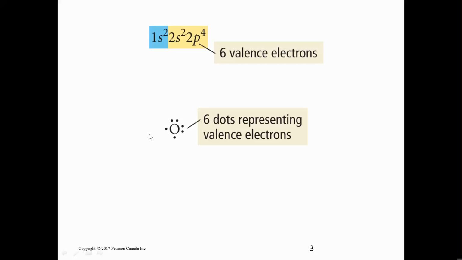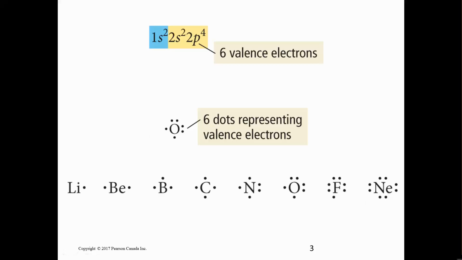The Lewis structure for the period 2 elements can be drawn in a similar format. Notice atoms with 8 valence electrons are particularly stable because they have a full outer level. In other words, they have 8 dots, 8 valence electrons, and we call this an octet.